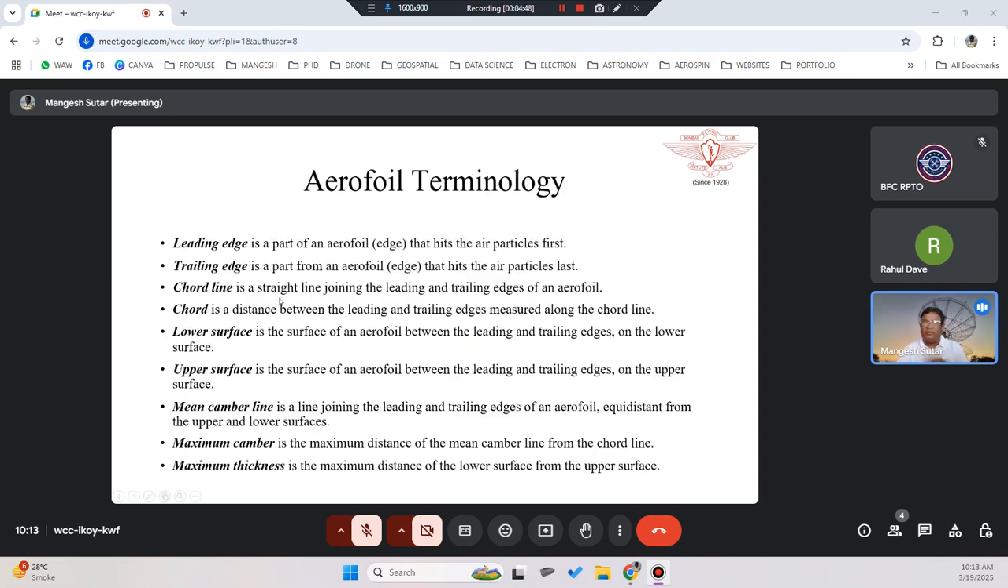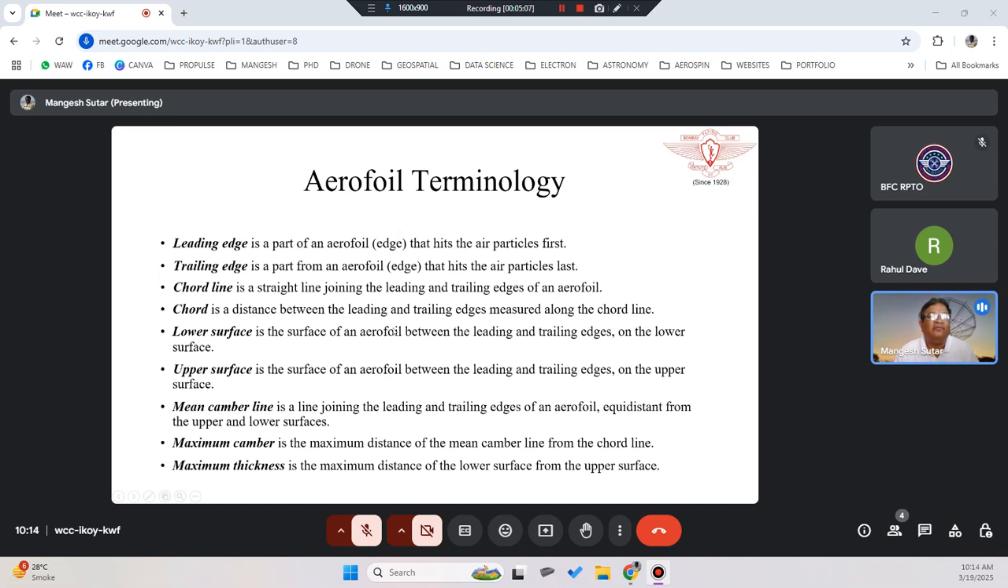So again, the terminology: leading edge is the part of the aerofoil that hits the air particle first. Trailing edge is the part of the aerofoil that hits the air particle last. Chord line is a straight line joining the leading edge and the trailing edge of the airfoil. Chord is the distance between the leading and the trailing edge measured along the chord line.